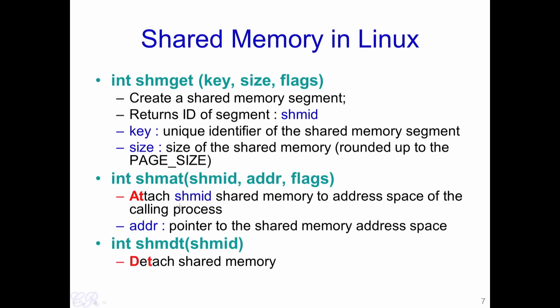Now, another process could attach to this shared memory by this particular system call, that is shared memory attach, shmat. This call requires the shared memory ID, address and flags. Essentially, this system call would attach a shared memory to the address space of the calling process. The address is a pointer to the shared memory's address space.